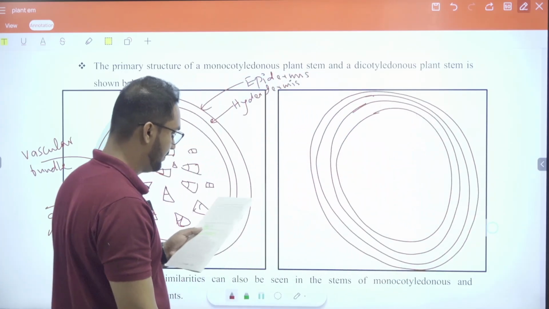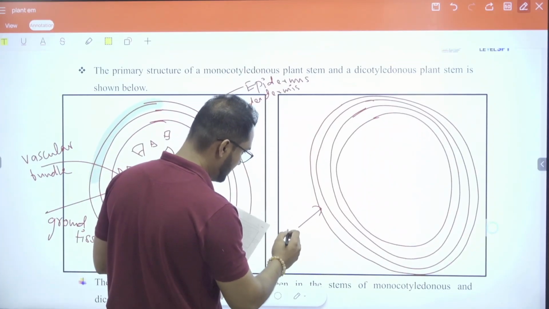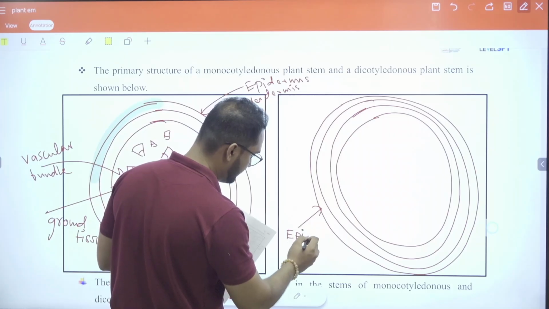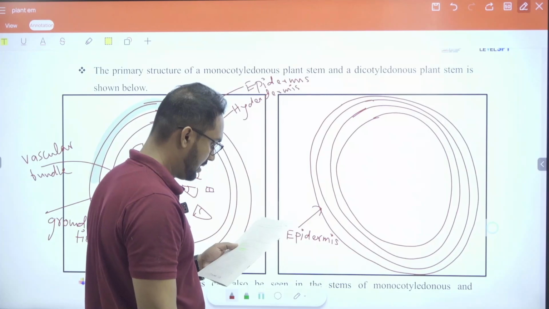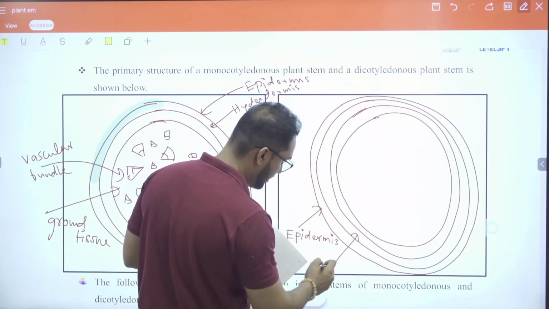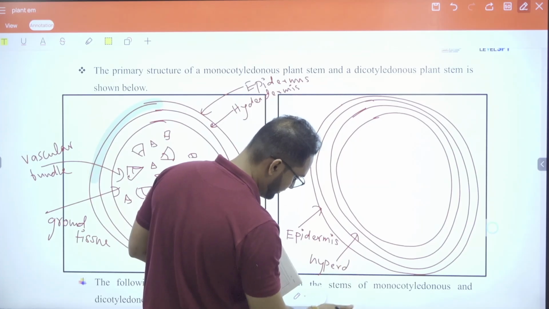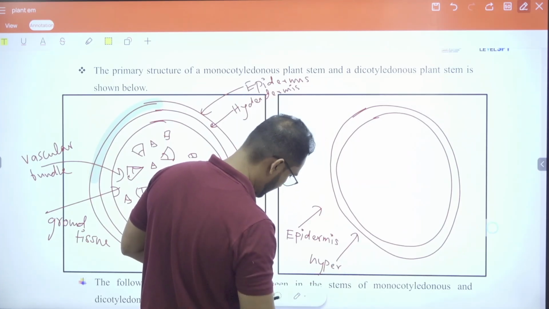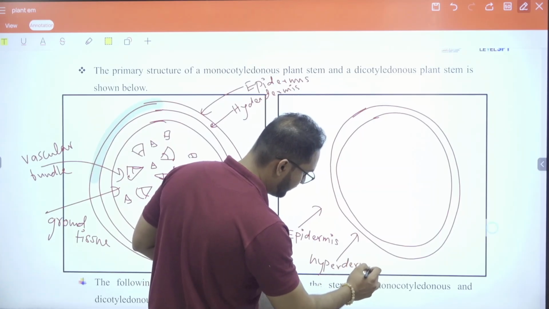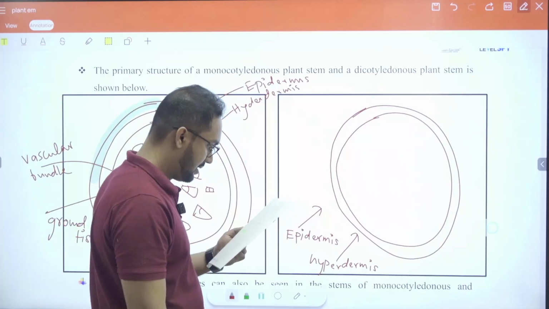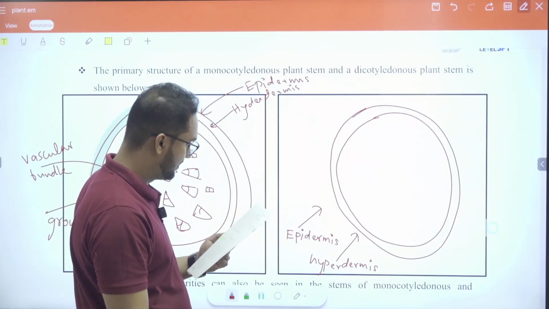Three layers are there. The outermost layer, you call it the epidermis, right? And the second layer, call it the hypodermis. Then there's the ground tissue, right?